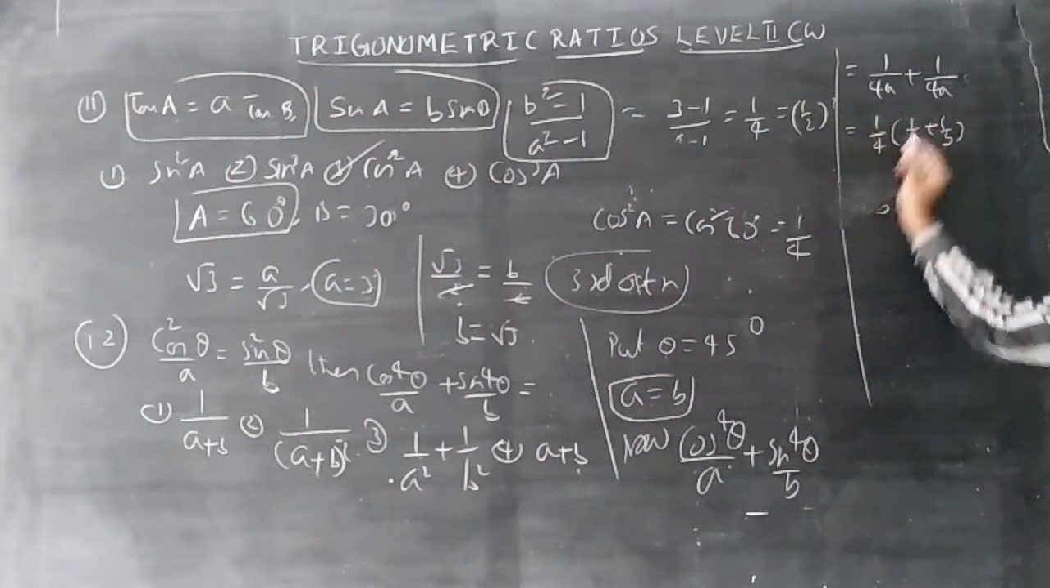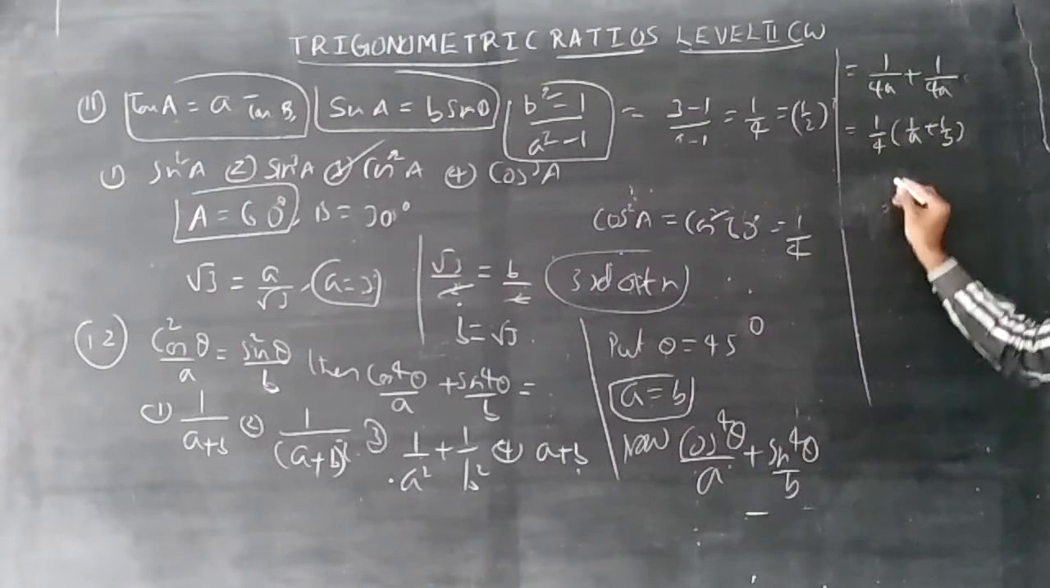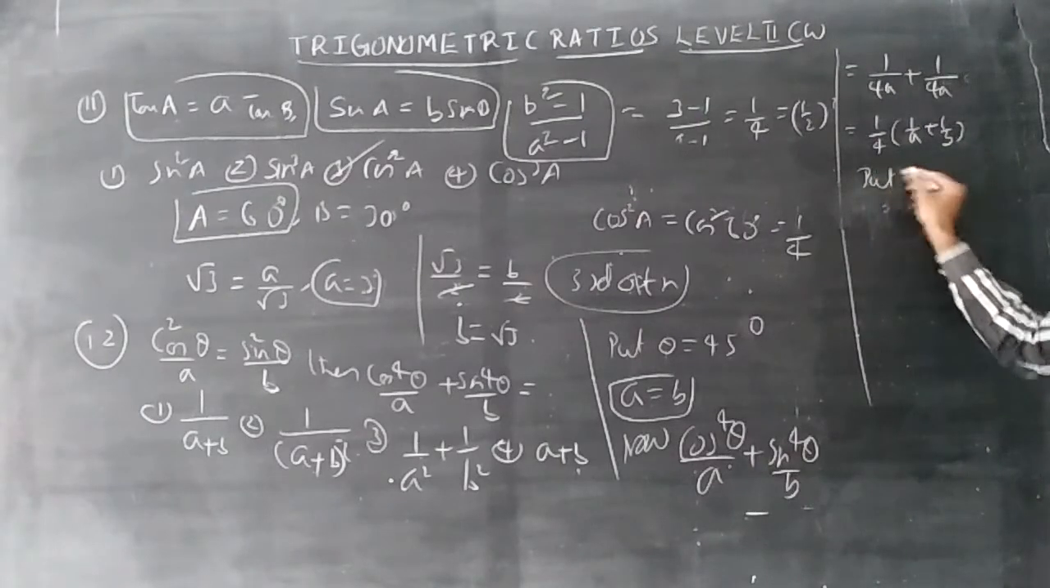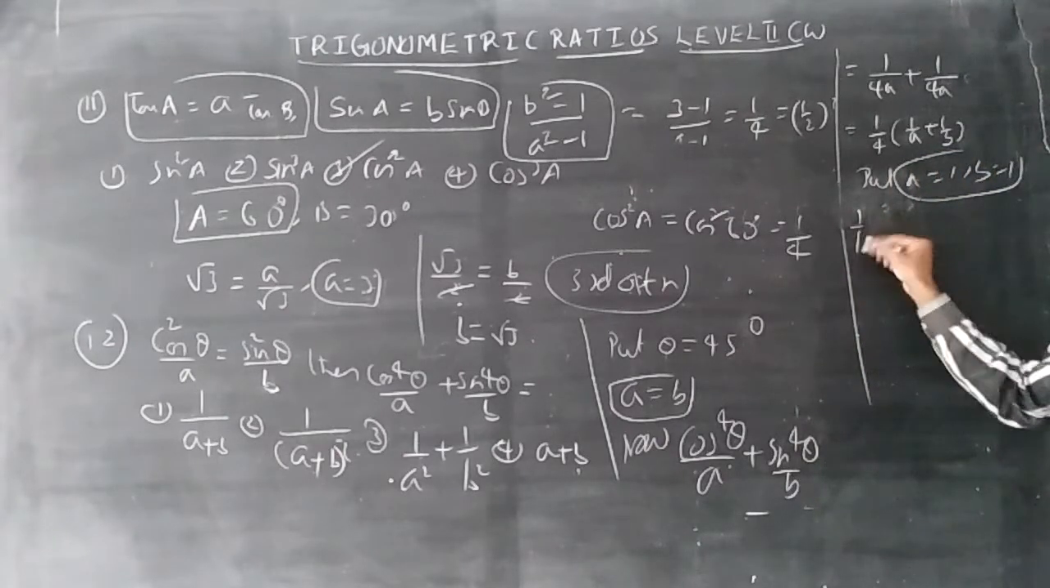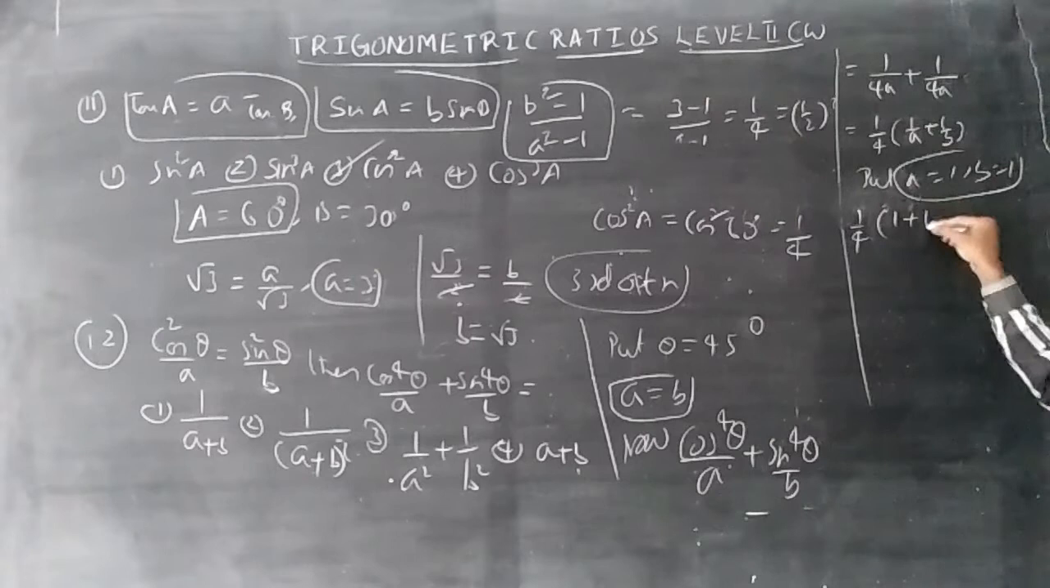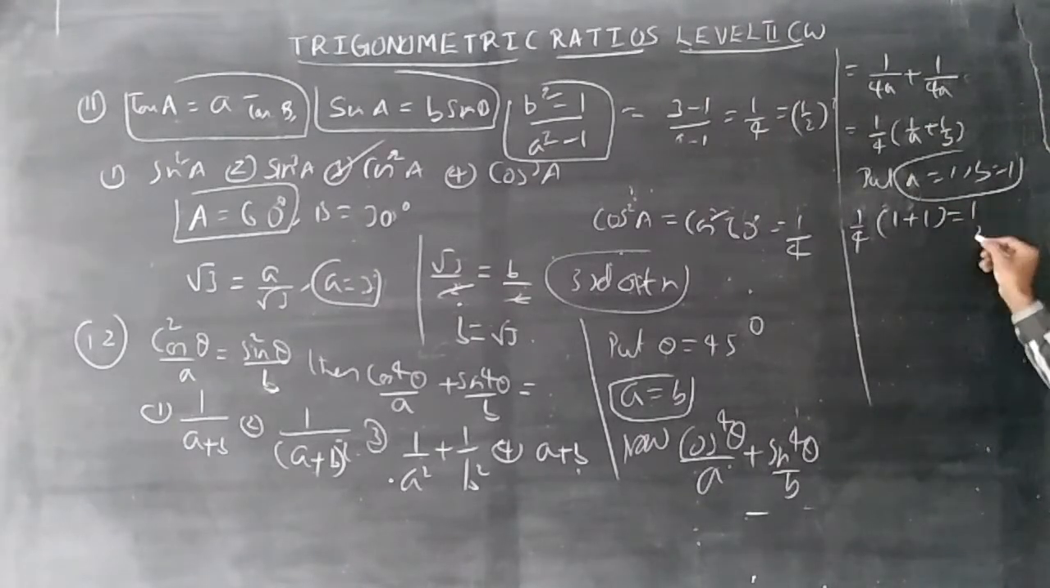Okay, another shortcut here. Put for this one also a is equal to 1, b is equal to 1. This is the shortcut. So 1 by 4 into what will happen? 1 by 1 plus 1 by 1. 1 plus 1, 2 by 4. 2 by 4 becomes 1 by 2.